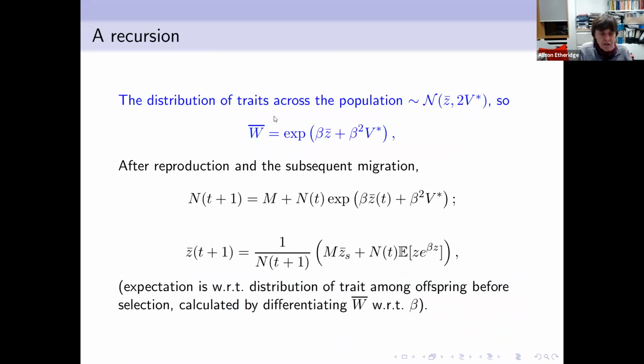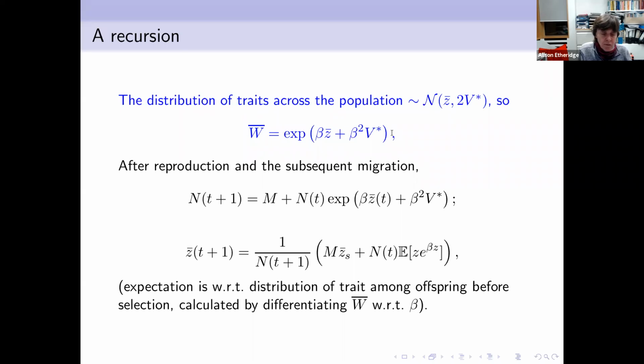Then remember the distribution of traits across the whole population we're going to suppose is normally distributed. That's one of our assumptions. And now I've taken the variance to be constant and the mean is going to be Z bar. And so W bar, well, I can just calculate that. That's given by this expression.